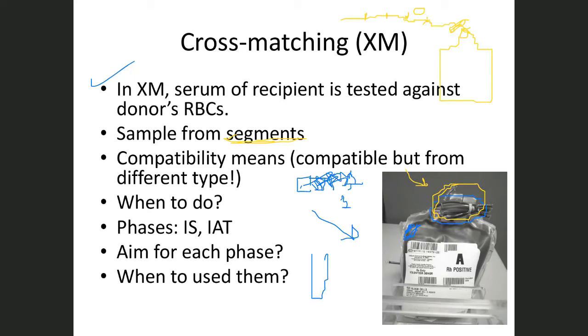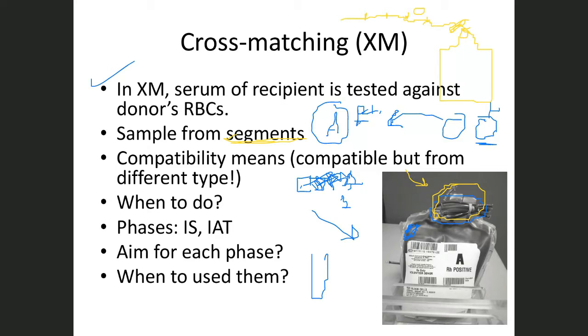So compatibility means, as we discussed, it should be compatible. There is no antibody in the patient that will destroy the donor cell. For example, an A patient, we can transfer him O, isn't it? It's compatible. It's not identical, but it's compatible. Because the patient doesn't have antibody against the antigen here, we consider the unit as compatible.